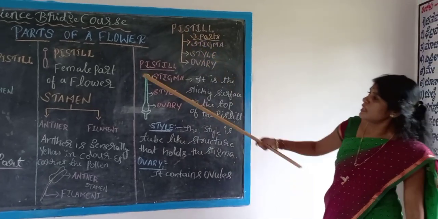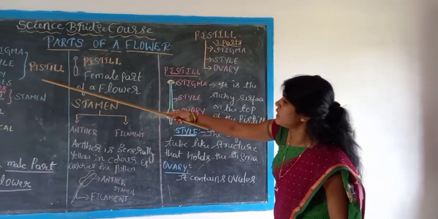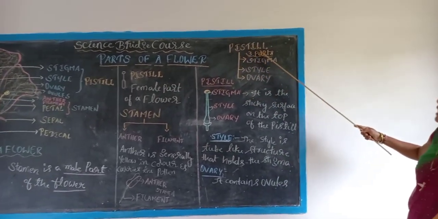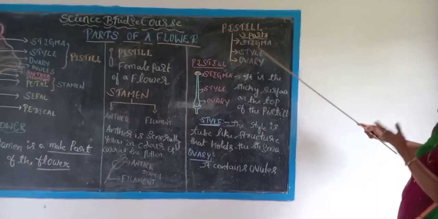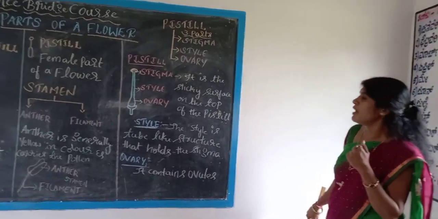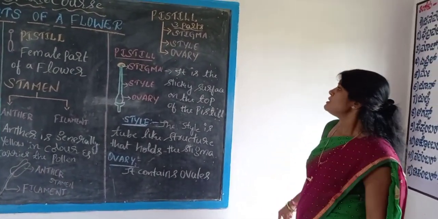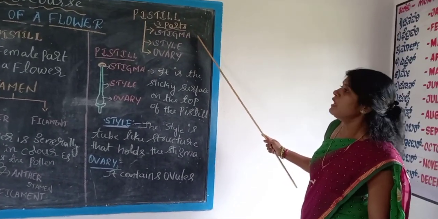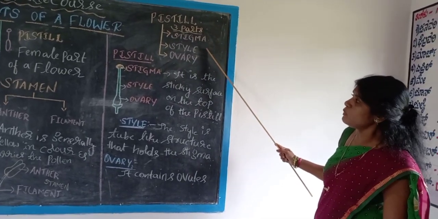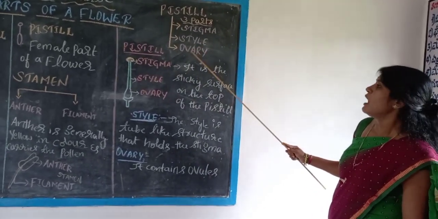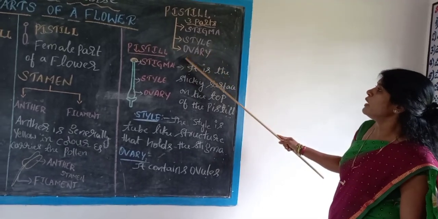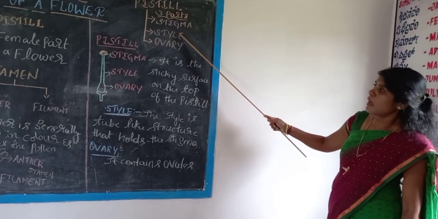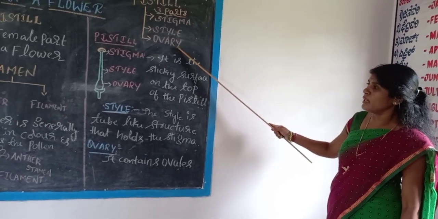What is this pistil? Stigma, style and ovary make up the pistil. I already told like here. The pistil is divided into three parts. See here, first one is stigma, second one is style, and third one is the ovary. Let us repeat: stigma, style and ovary.